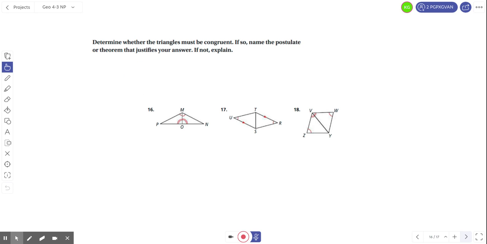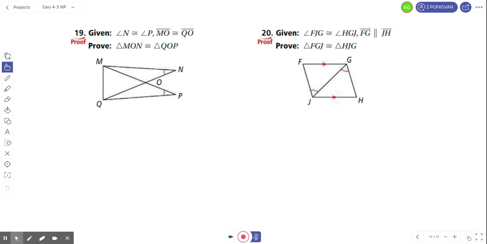Here we're looking at determining whether the triangles must be congruent or not. So again, you're going to have to use parallel lines, you're going to have to use the reflexive property, all the tools in your toolbox. And then you've got a couple here that are maybe a little trickier. This one has a shared side and parallel lines. This one, the triangles are overlapping, and these can be tricky to look at.